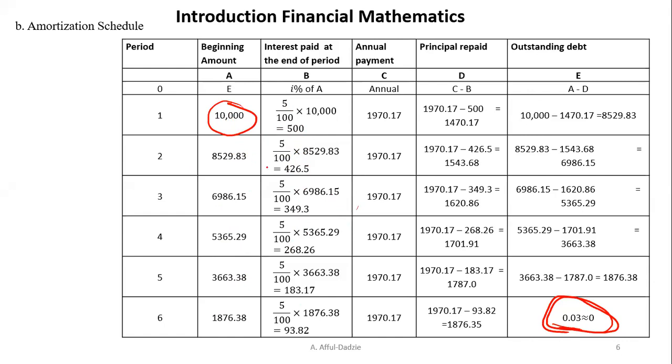But for the reducing balance method, as your balance reduces, that's why it's called reducing balance, your interest amount also reduces. So look, we started with an interest of 500. It came to 426.5. It came to 349. And then in the last year, the interest we were paying was 93.82. But if it were the straight line, interest will be fixed.